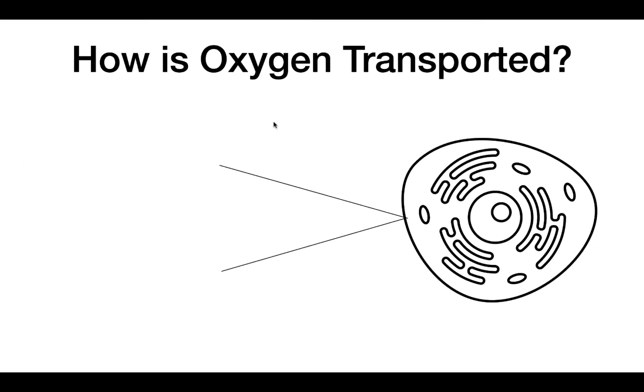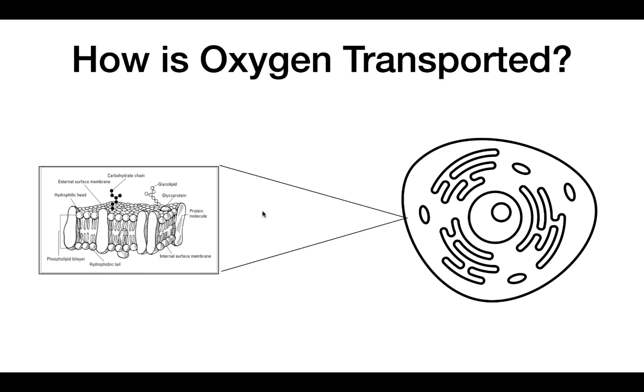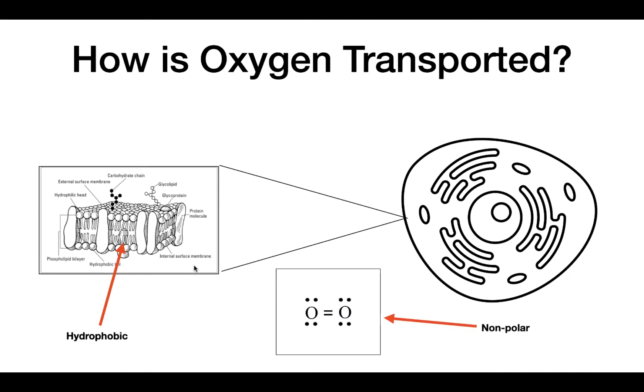So I'd like to start off by first discussing how oxygen is transported. Now, in order to understand that, we have to remember the components of a cell. So this is a picture of a cell, and we're going to zoom in at the plasma membrane of the cell. So remember, the plasma membrane contains both proteins as well as a lipid bilayer. Now, the thing to remember about this lipid bilayer is that it's hydrophobic in the middle. So these lipid tails are hydrophobic. And hydrophobic things like to be with nonpolar things. And oxygen is a nonpolar molecule.